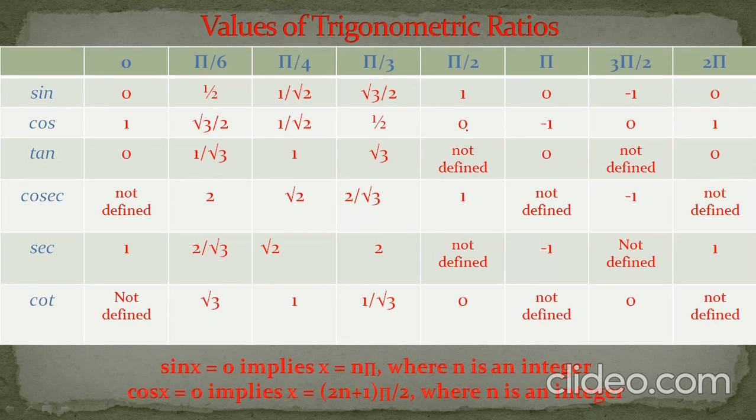Then cos pi by 2 is 0. So cos 3 pi by 2 will be its negative. That will again be 0. Tan pi by 2 is not defined. So tan 3 pi by 2 will also be not defined.